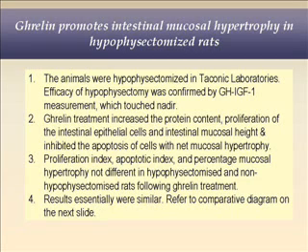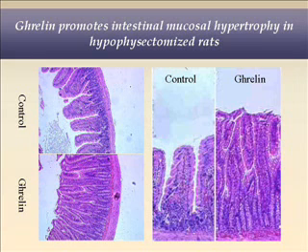Ghrelin does the same as we described before. It increases the intestinal mucosal absorptive area even in the hypophysectomized animals. I think this picture alone describes the whole story. Ghrelin has significant effect on intestinal mucosal absorptive area. It increases the intestinal mucosal absorptive area by increasing the villus height, crypt depth, and protein content.